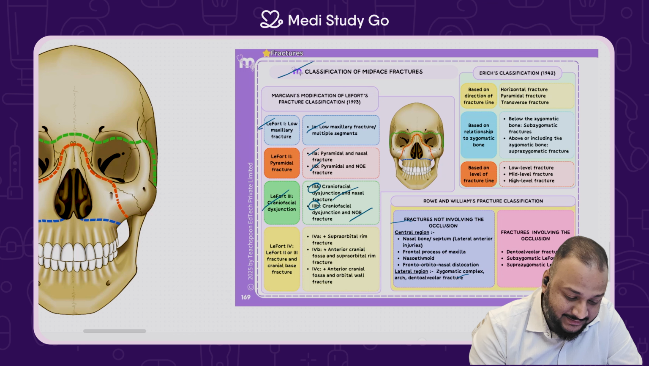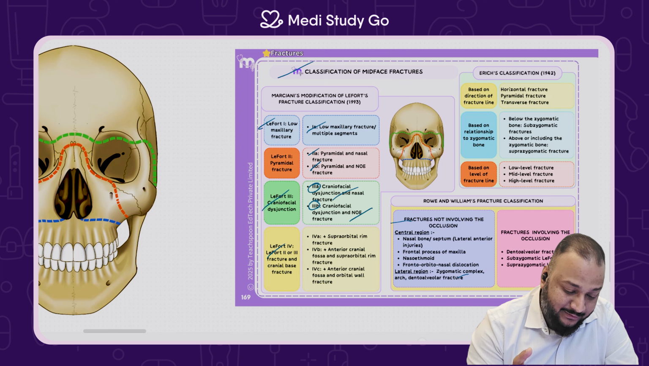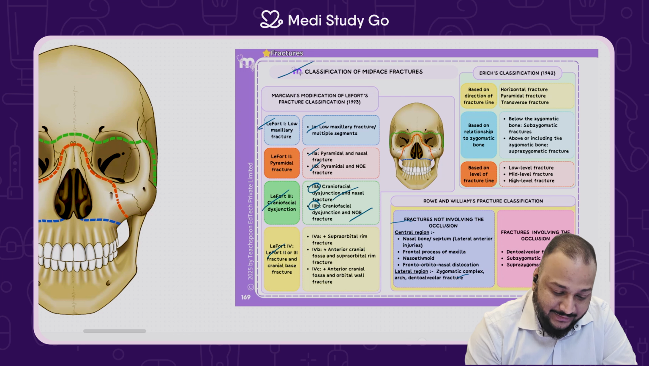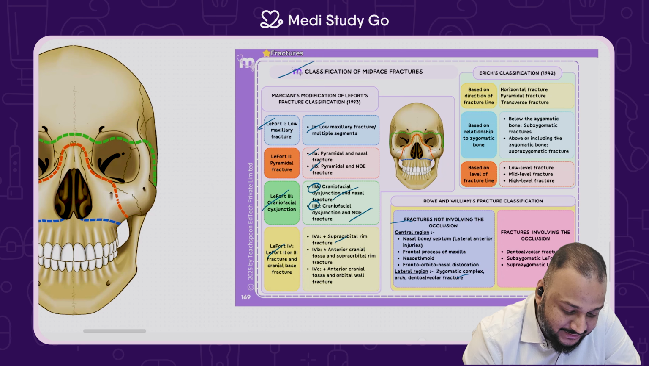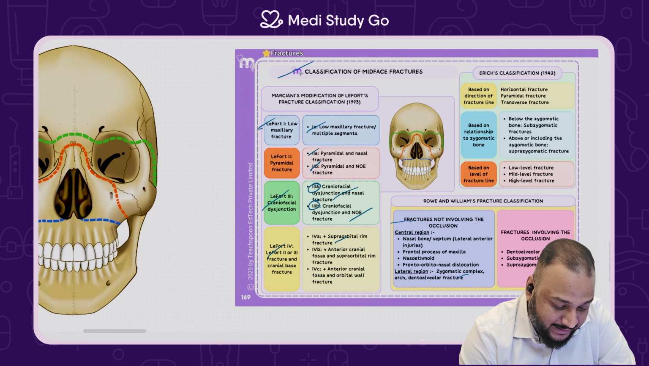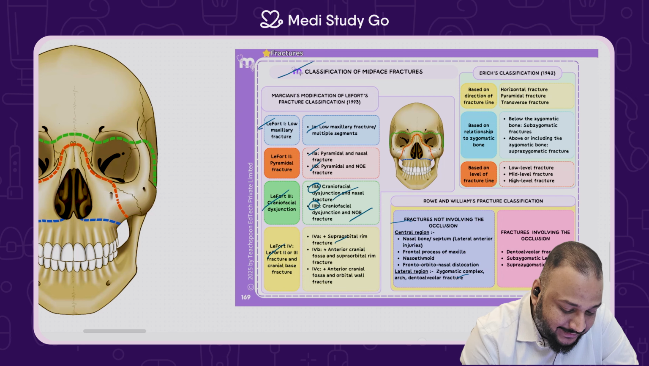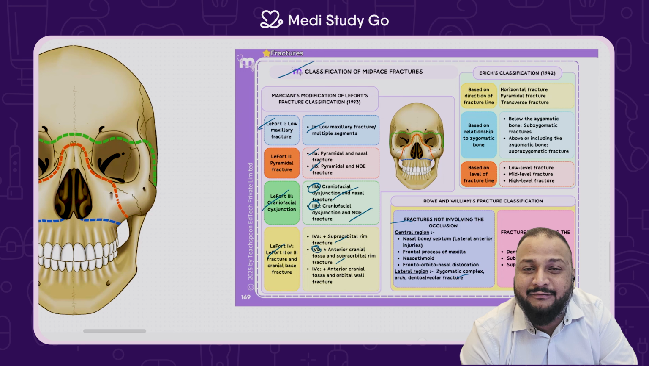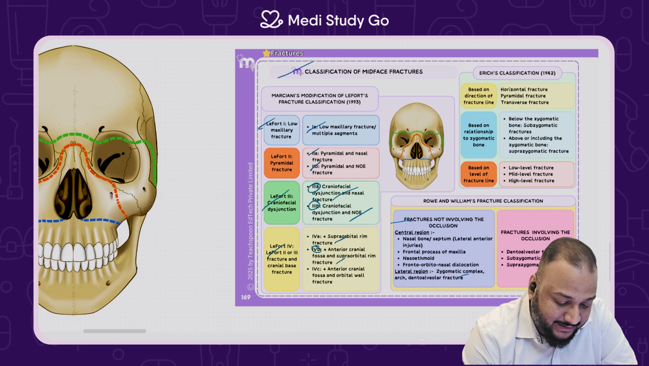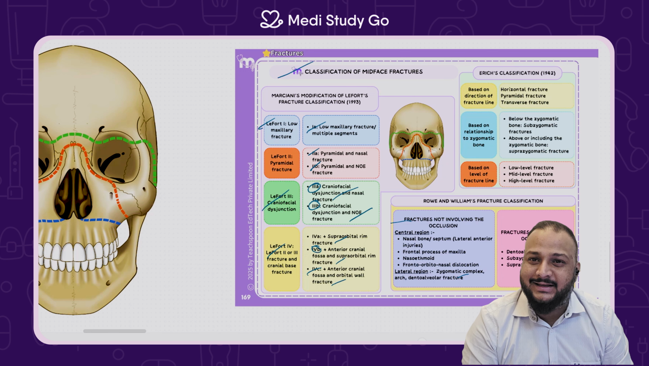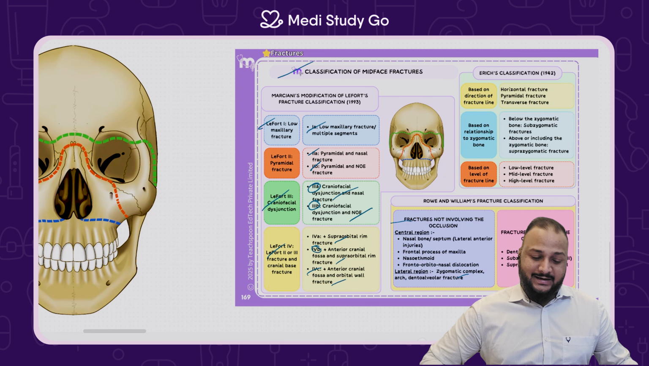And the last one, that is the Lefort 4 fracture. This involves three different types of Lefort 3 fractures. Lefort 3 plus a supraorbital rim fracture is going to be a Lefort 4A fracture. Lefort 3 plus anterior cranial base or anterior cranial fossa with supraorbital rim fracture happens to be a Lefort 4B fracture. And finally, if there is a Lefort 3 fracture with anterior cranial base and orbital wall, that happens to be a Lefort 4C fracture according to Marciani's classification.